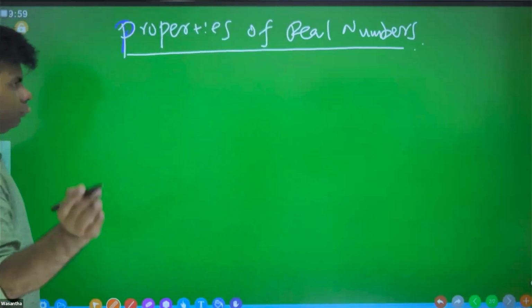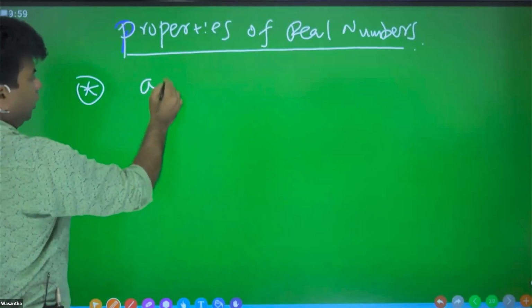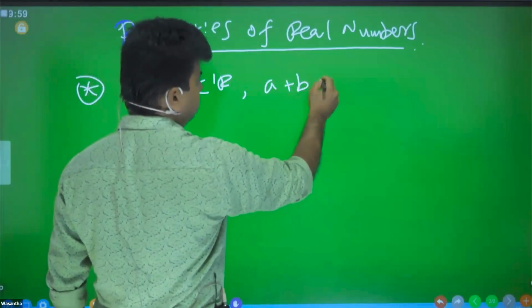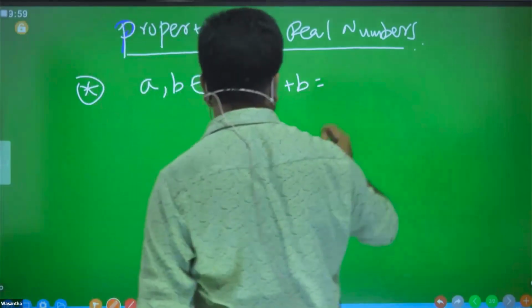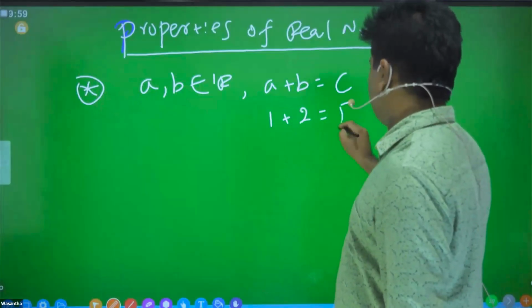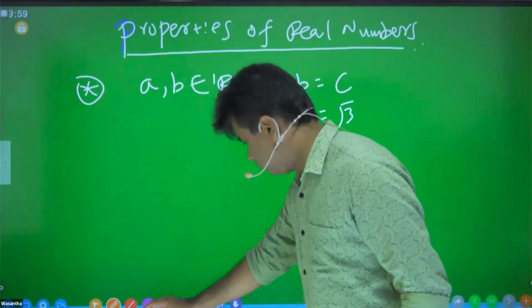That means what are the properties? Again, we can have a small idea quickly for all of you. You know that if A and B are real numbers, then A plus B is a particular number, which is unique. As an example, 1 plus 2 is equal to 3, not root 3. Clear?